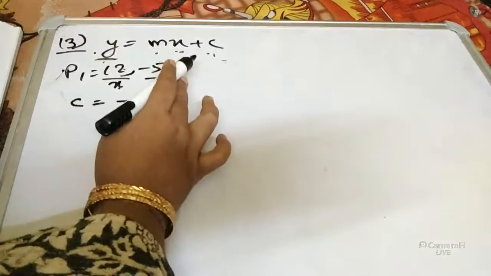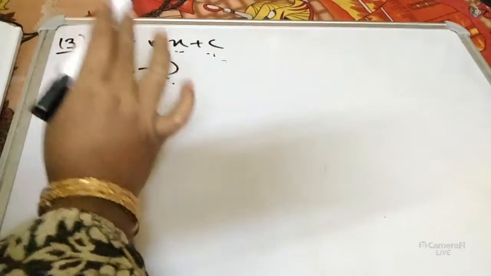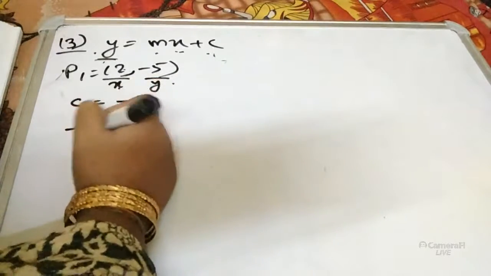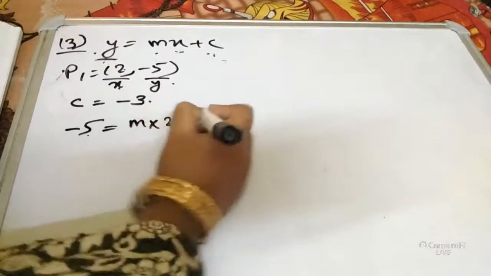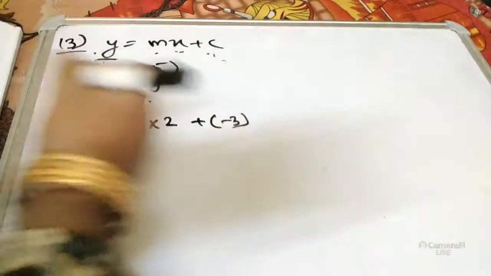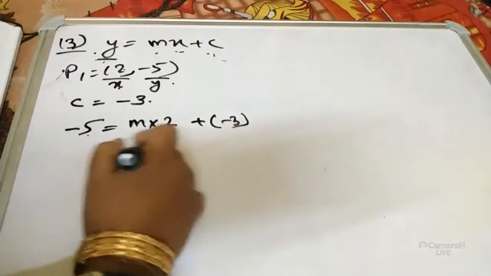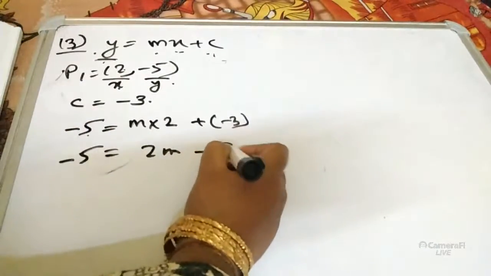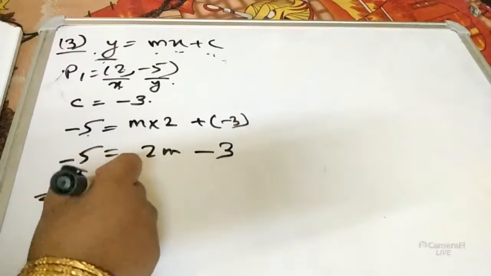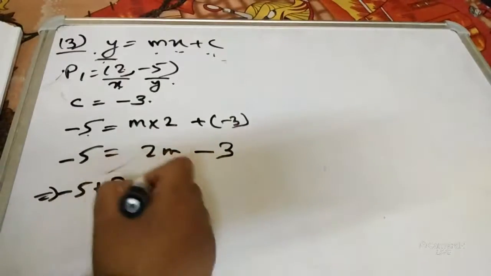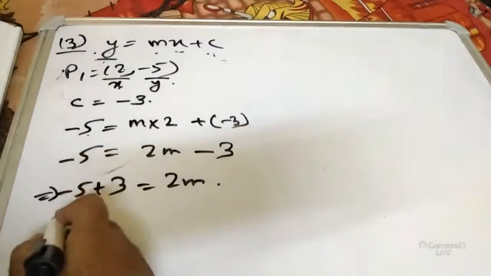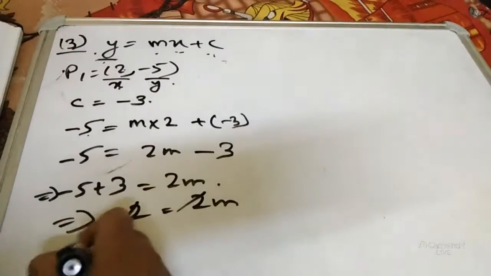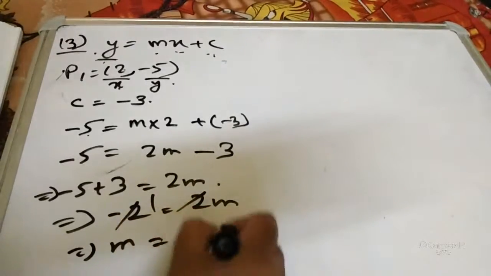We'll put all these values in this equation and we'll be able to find out the slope. So we get y, which is -5, equal to m into 2 plus -3. So -5 is equal to 2m minus 3. -5 plus 3 is equal to 2m. So we get m to be -1.